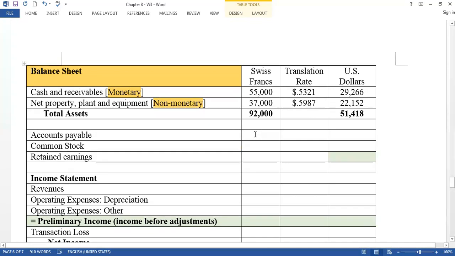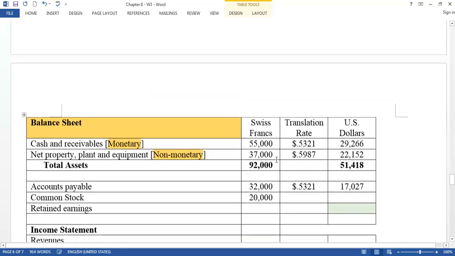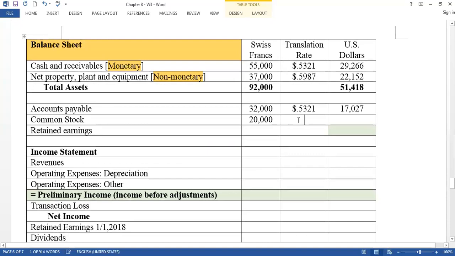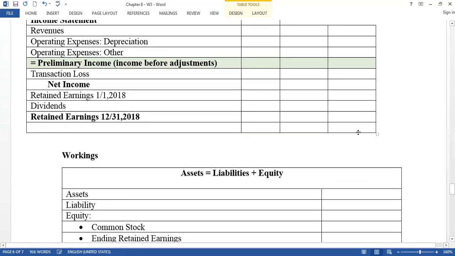So accounts payable is given. It is 32,000. And for accounts payable, we use the current rate, and it is 17,027. Then common stock is 20,000. We use the historical rate for the common stock, and it is 11,974.